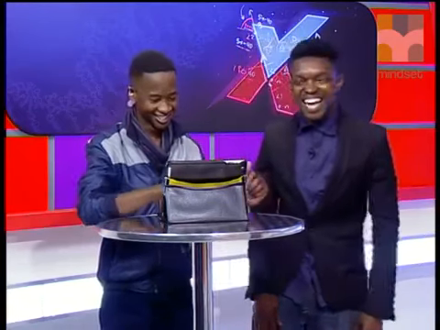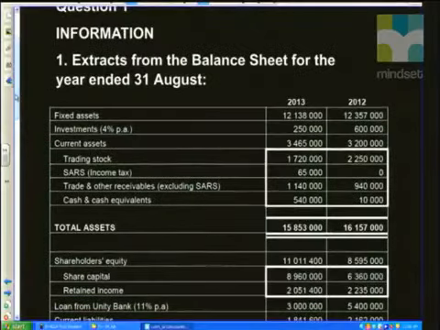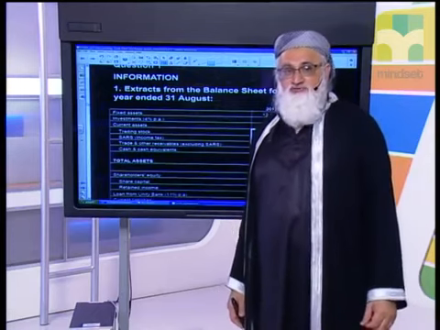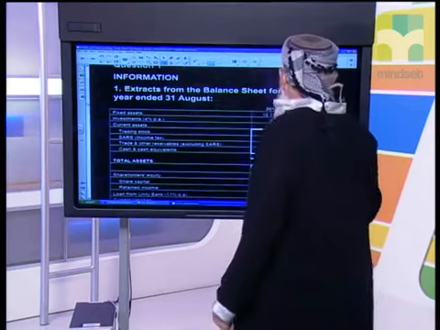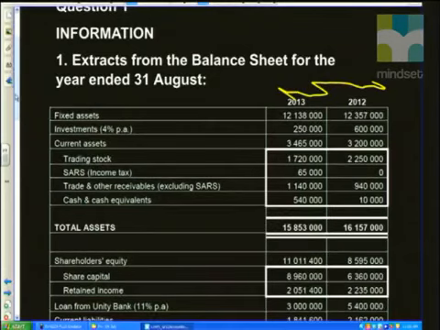Right, let's go, guys. Let's look at the next part of the question. What are we given? In this question you can see that you are given extracts from the balance sheet for the year ended the 31st of August. Now, immediately when you are given a balance sheet, what's the first thing that you do? Again, I'm referring you to earlier lessons that we did on the cash flow statement. Watch. Step number 1, draw. Maybe you remember this? Let's just redo that.